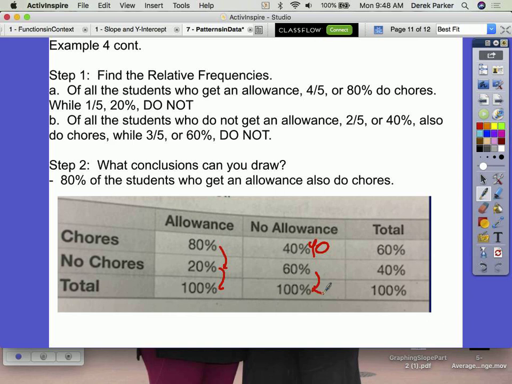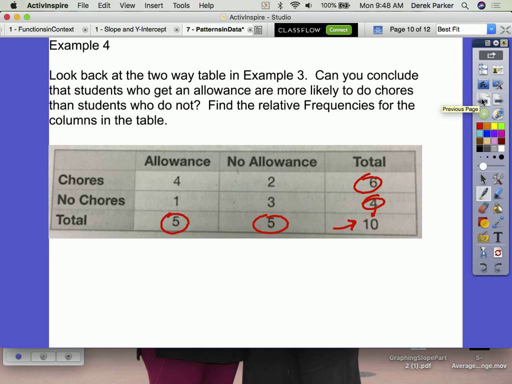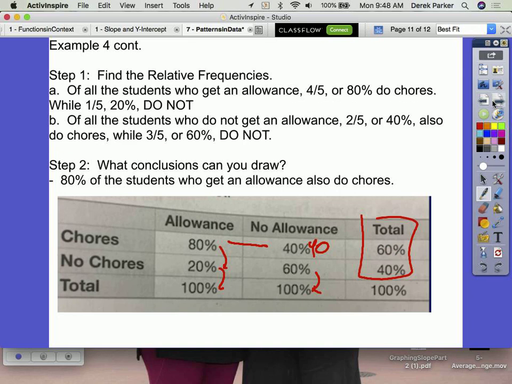And then over here, you add these. You get 60 and 40, which is 100%. Now, how did I get that? I took the total. Sorry, that stumped me for a second. You get the total. It goes 6 over 10 and 4 over 10. That's where I got my 60% and 40%, and that adds up to be 100%.